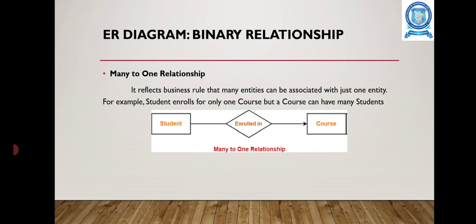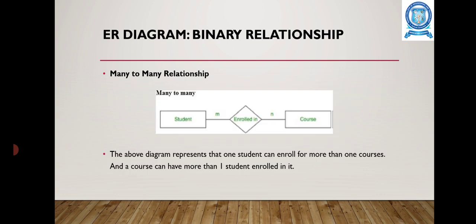Next one is the many-to-one. The many-to-one reflects the business rule, that means many entities can be associated with one entity. For example, a student enrolls for only one course, but a course can have many students. This is many-to-one. Many students are associated with one course, but one particular student has one course. This is the example for a many-to-one relationship.